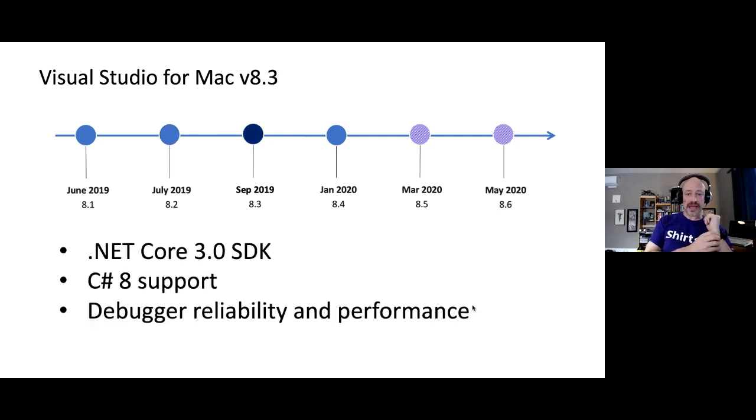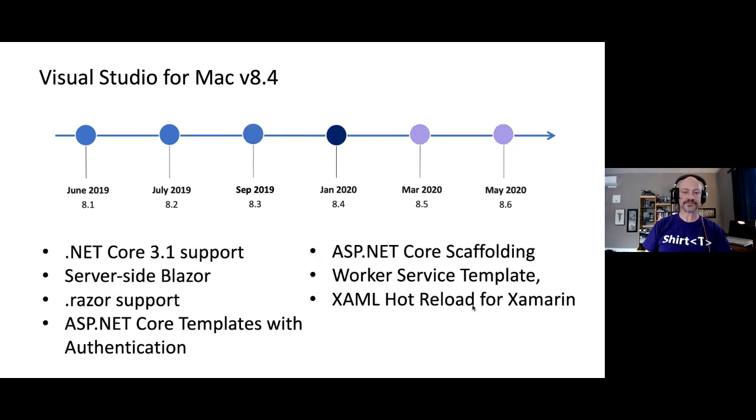So 8.3 hit during .NET Conf in September. In some ways it seems recent, and in others it seems a lifetime ago, but that's when .NET Core 3.0 dropped, and also C# 8. So it's really important for us to support the features when they land. When the SDKs drop and the language drops, we of course want to be there right when it ships, and so those were the major things there. 8.4 just hit in January.